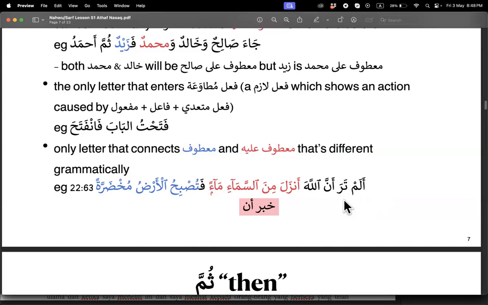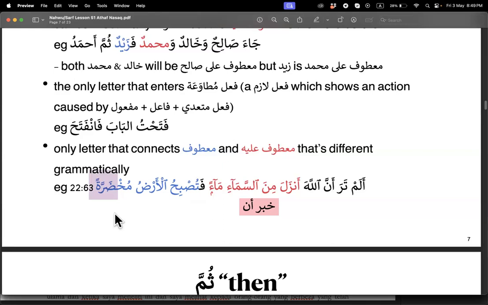Did you know? Look, do you not indeed see? Allah is sending down from the sky water. Fatusbihu al-ard. Fatusbihu al-ard is the land. Mukhdarrah. Okay, so you said this is "become", right? Then the earth becomes mukhdarrah, from khadar, from green. So the earth becomes green.